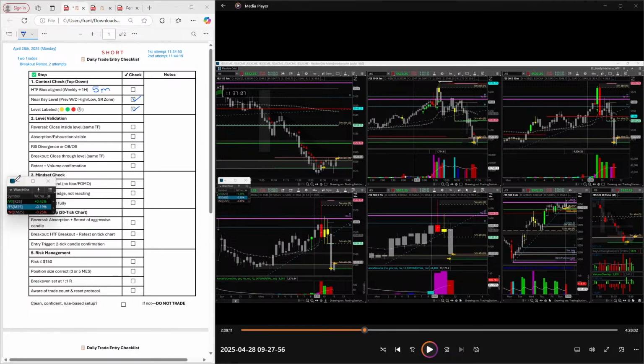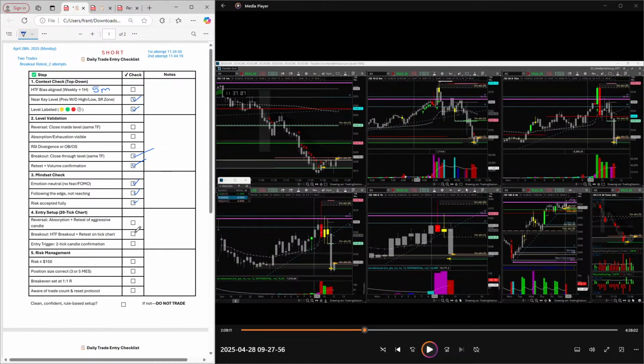Did price close? Did price break through the level on the same time frame? It did. Very small, but it still did. Retest with volume confirmation. It was retesting, retest with selling volume. Emotion was neutral. I really did not care whether it worked or not. Followed the edge? Yes, I was not reacting. Risk accepted fully? I did. I exited the trade because it just wasn't working out.